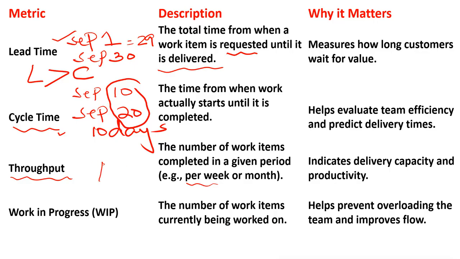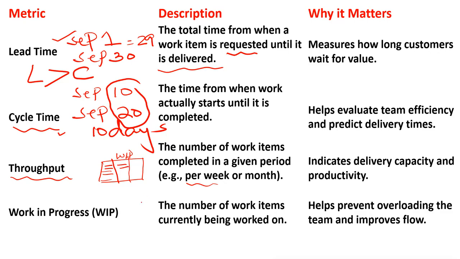While the work in process is the number of work items currently being worked on. So this is the Kanban board. Here in the Kanban board we have different columns. This column is known as the work in process. Suppose these are the items you have to work on, but currently you are working on 2 items, so this is the work in process.